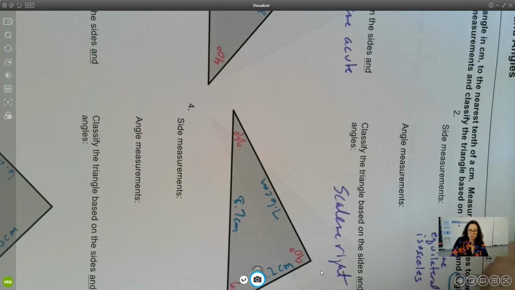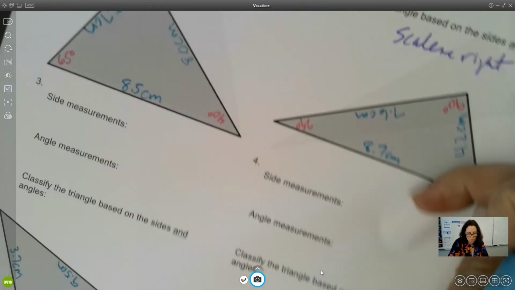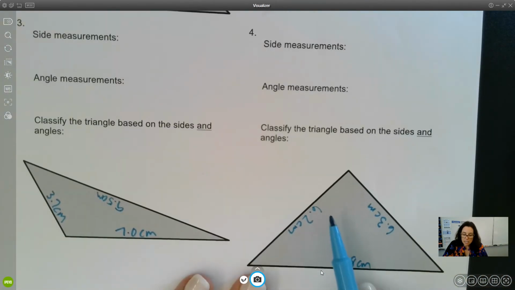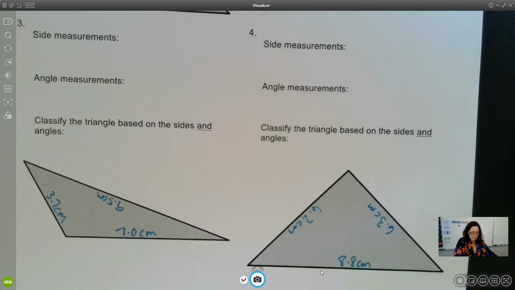Okay, now I've got to measure some angles. I know that these are all scalene. If you measured these to be the same, you would be isosceles. I didn't measure them to be the same, so it's not going to be isosceles for me. Let me get my pink pen and do some angles.